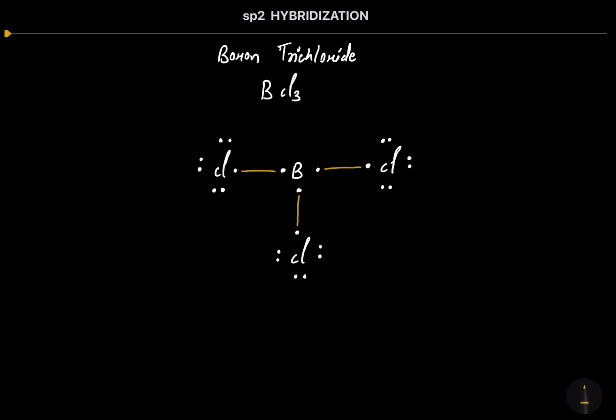Now let's talk about the second chlorine. That's 1, 2, 3, 4, 5, 6, 7 and 8. Here also chlorine completed its 8 electrons in its valence shell after sharing 1 electron with boron. Now let's talk about the third chlorine. That's 1, 2, 3, 4, 5, 6, 7 and 8. The third chlorine also completed its 8 electrons in its outermost shell by sharing 1 electron with boron.